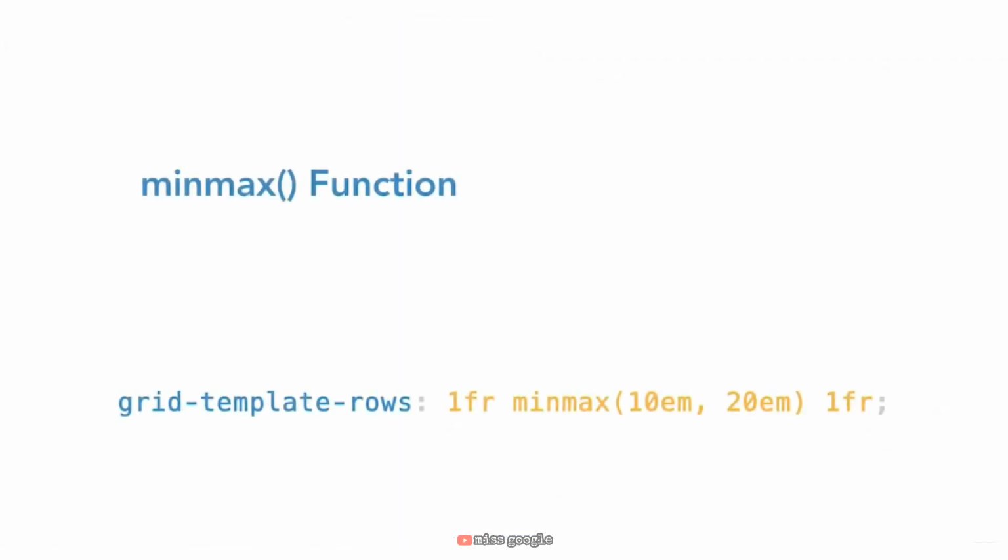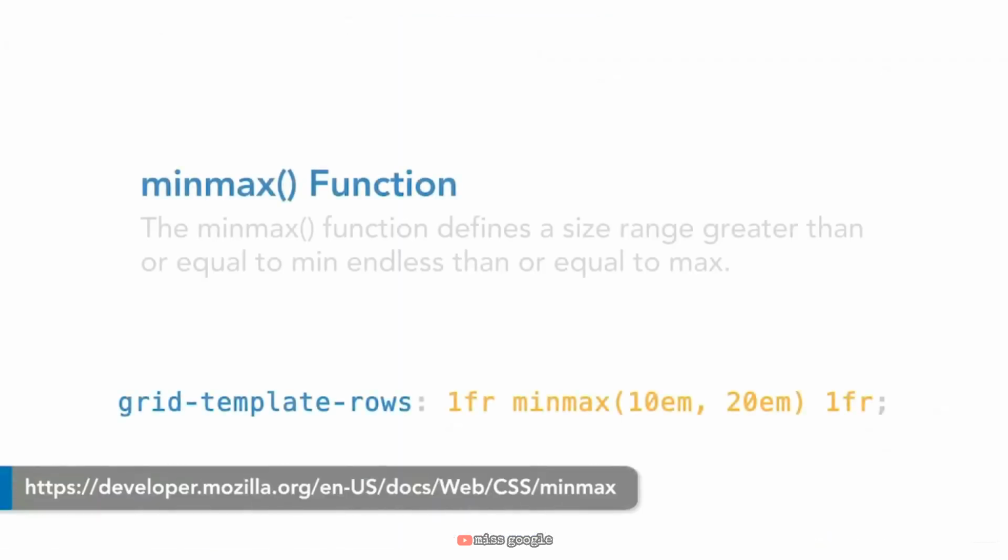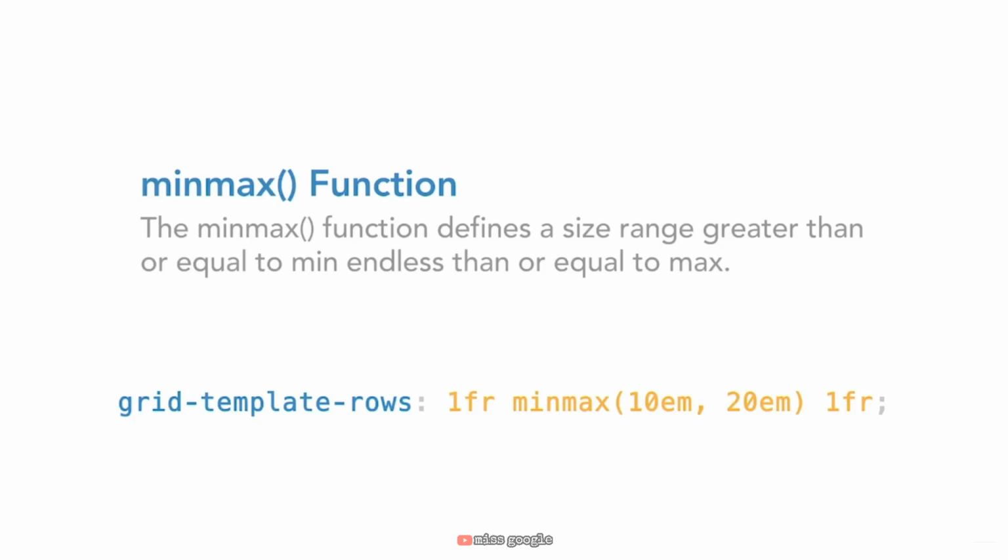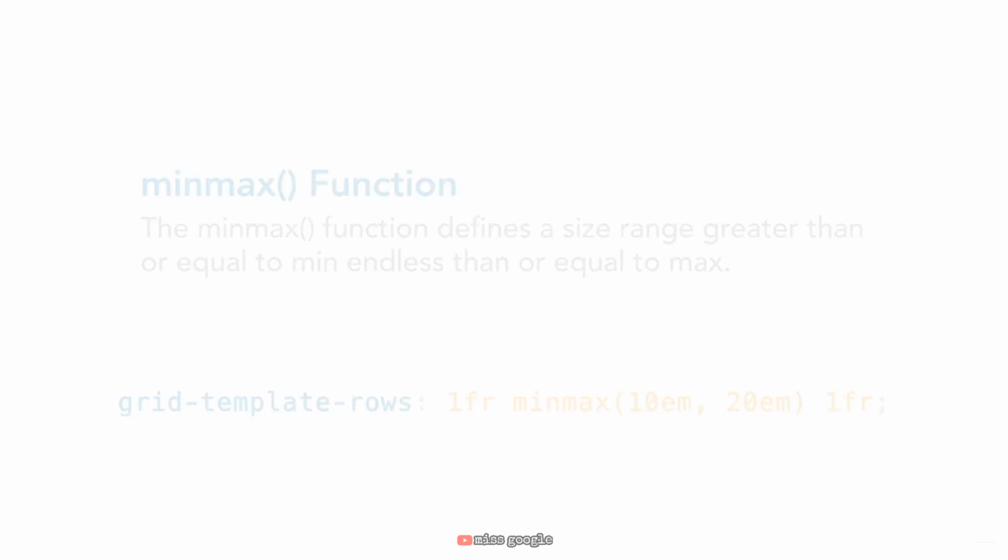The minmax function is slightly more advanced. It allows us to declare the minimum and maximum width of a column or row. This is especially useful in responsive web design because we can say things like, this column should never be narrower than 20 ems and never wider than 30 ems. This is similar to min-width and max-width, but within the context of columns and rows. And as you'll see later in the course, it allows us to create truly responsive layouts with CSS Grid.